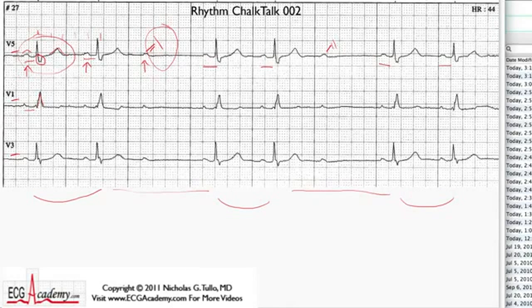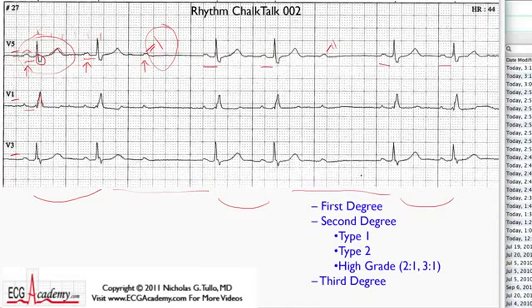Now, if we look at all the different AV blocks, we remember that you have first, second, and third degree, where with first degree, all the P's conduct. It's just your PR interval is a little bit long. With third degree AV block, none of the P waves conduct. Well, clearly some of them conduct in this tracing, so we have second degree AV block, and you should already know that with a fixed PR interval and no increase, that should be type 2 second degree AV block.